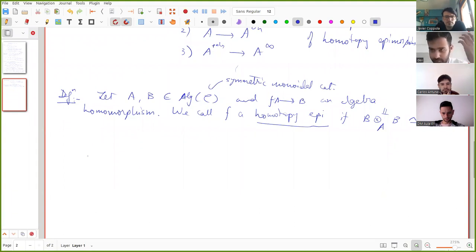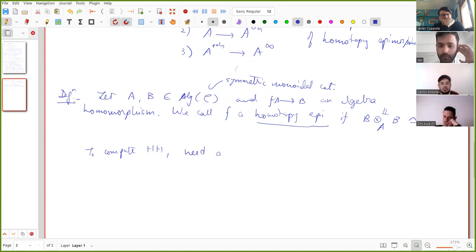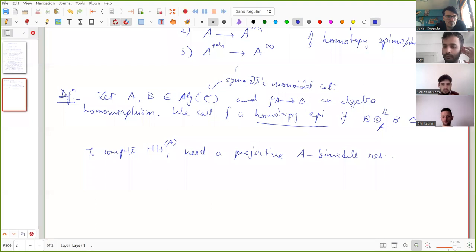Okay, so where does this mysterious thing come from? Let's see. How do we compute the Hochschild homology of any algebra? As I pointed out, to compute HH, what we need is a projective bimodule resolution. So let's say we're computing the Hochschild homology of A, we need a projective A bimodule resolution.